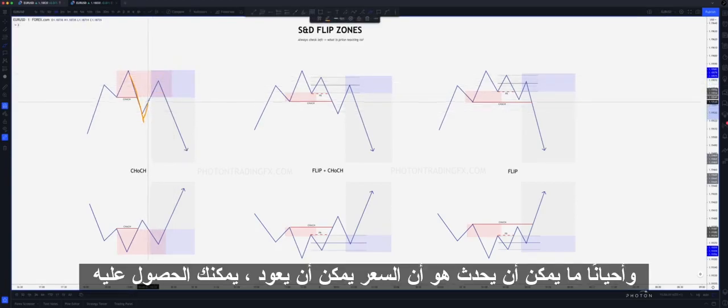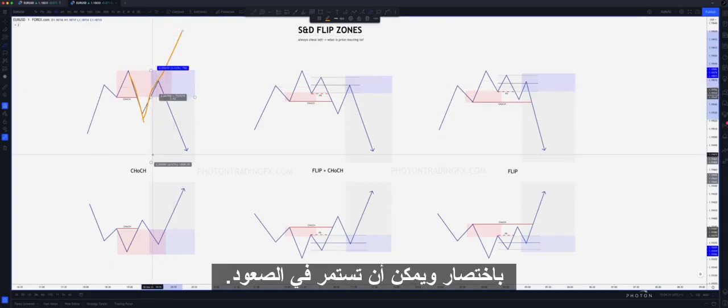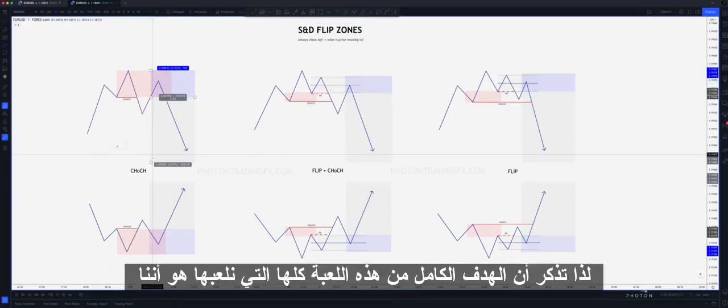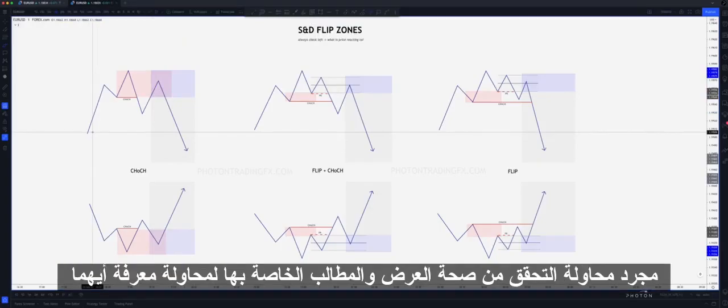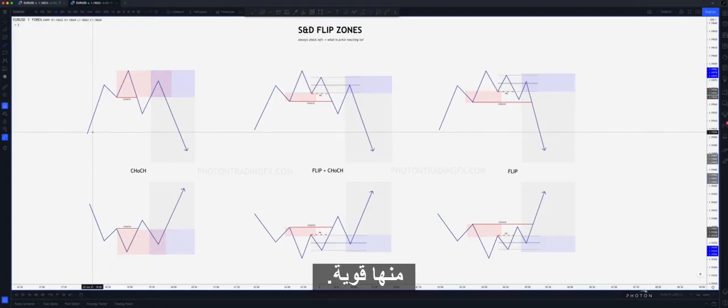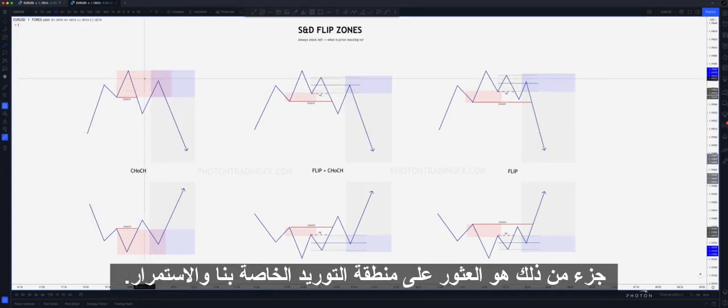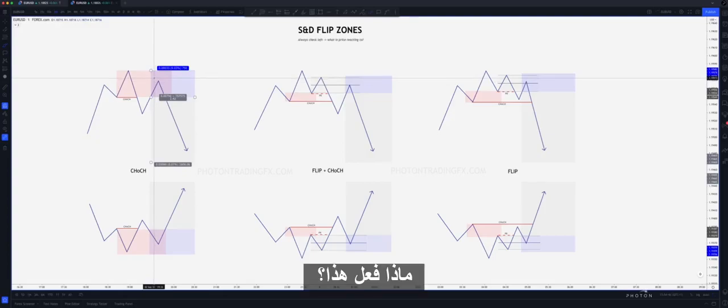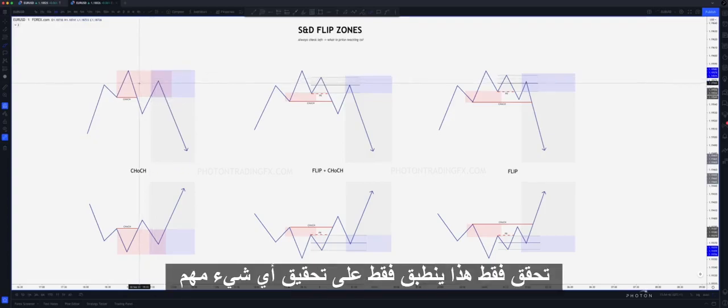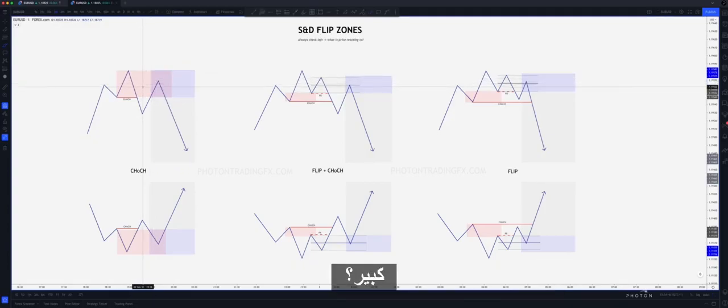Sometimes what can happen is price can come back in, you can get short, and it can keep going up. So remember, the whole point of this whole game we're playing is we're just trying to validate supply and demand zones to see which ones are strong and which ones are going to hold, right? So part of that is finding our supply zone and asking, what did this supply zone achieve? Did this supply zone achieve anything significant?